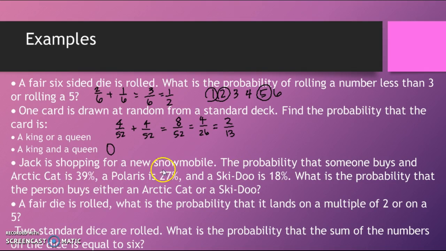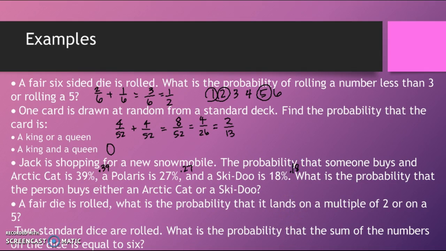For the third one, Jack is shopping for a new snowmobile. The probability that someone buys an Arctic Cat is 39%, a Polaris is 27%, and a Ski-Doo is 18%. What is the probability that the person buys either an Arctic Cat or a Ski-Doo? Remember, a good habit is to not use percents when we're plugging into our formula, so we're going to put them in decimals. So 39% is 0.39, Polaris is 0.27, and Ski-Doo is 0.18.